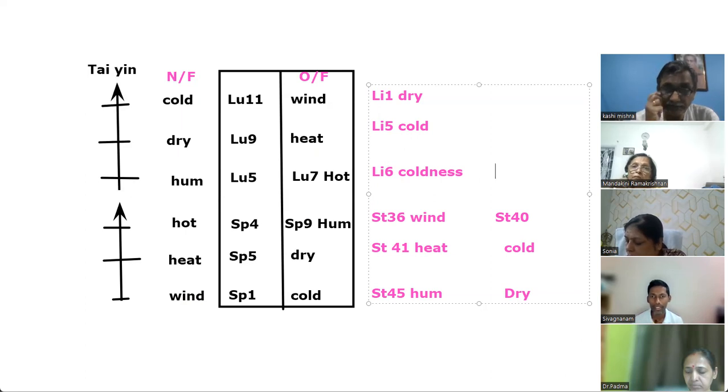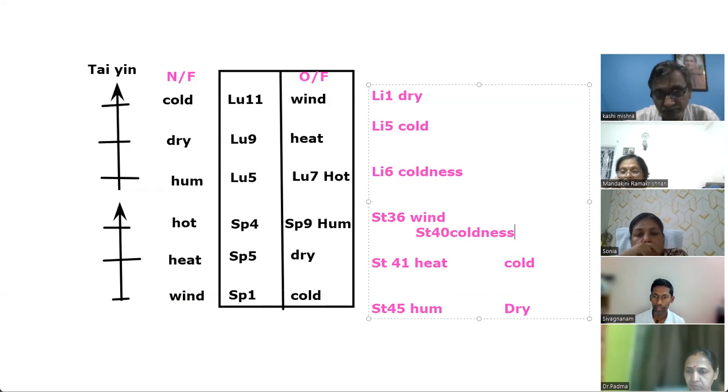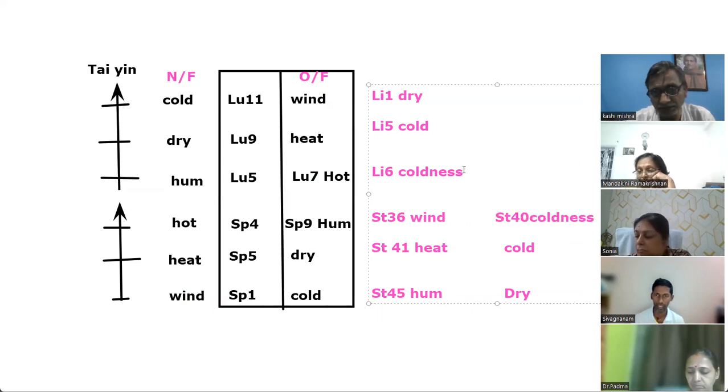So which point will it be? LI 11. Wind. What will come? Dryness, cold. ST40 is what? This is coldness. Right? And what will this be? Here, what will come? LI 11. Wind. That will be the wind point. Yes. LI 11, and this will be wind.